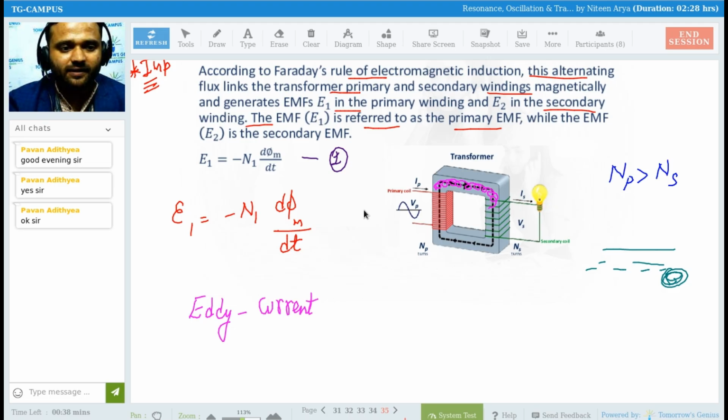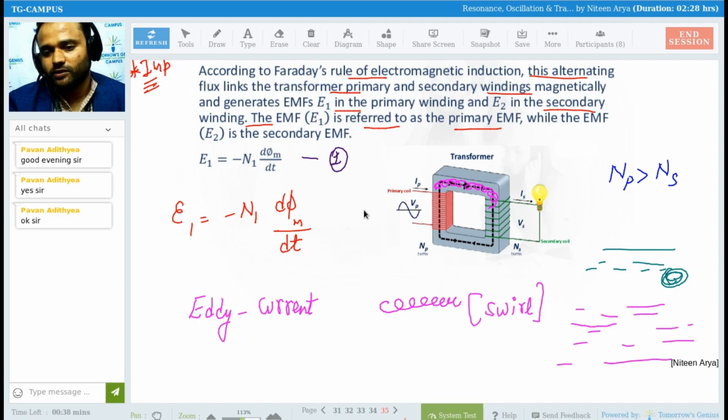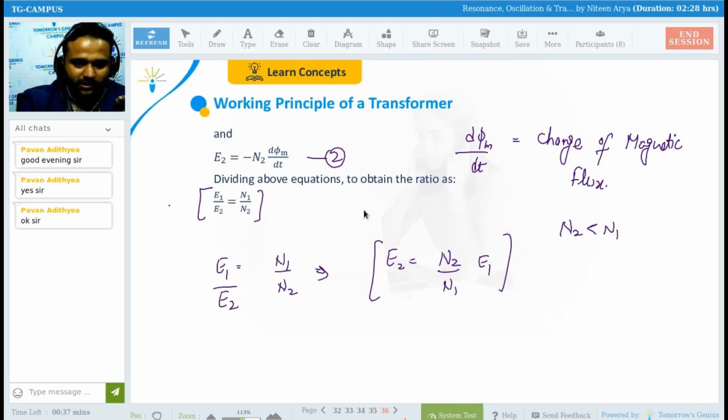Is this clear, everyone? What is eddy current? When this flux is going to transfer from the primary to the secondary, a current is going to flow in this way. Like there is water flow. In flowing continuous water, you can see this kind of formation, turning around like a tornado. So in this way, the current that flows is known as an eddy current in general.